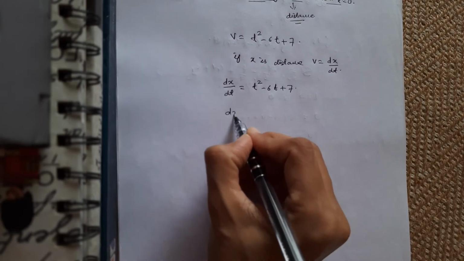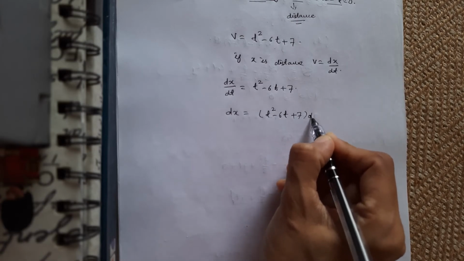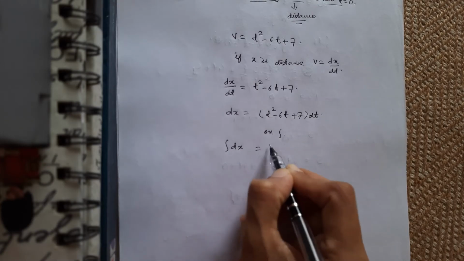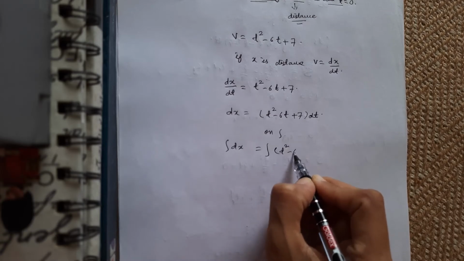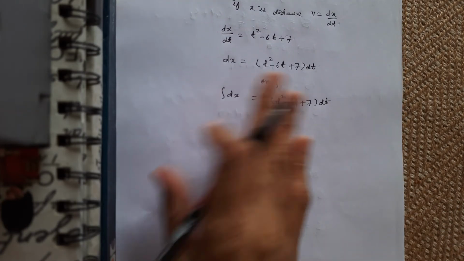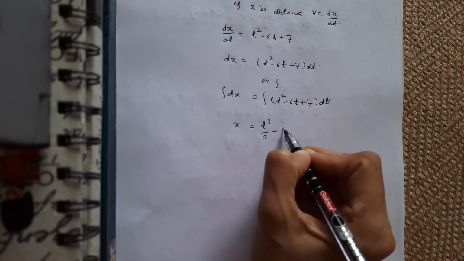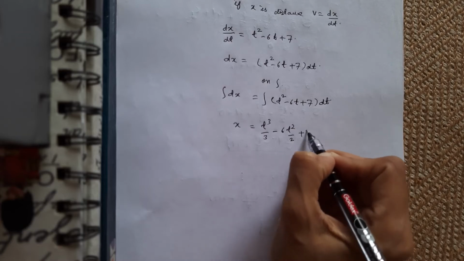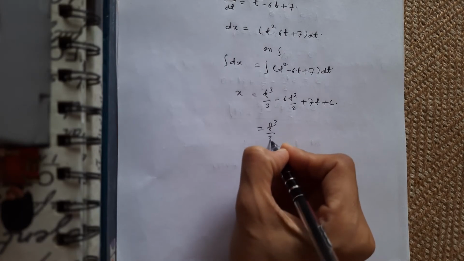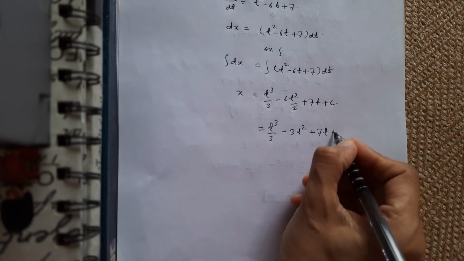So now dx equals (t square minus 6t plus 7) dt. On integration, integration of dx equals integration of (t square minus 6t plus 7) dt. Okay, this is variable separable again. So x equals t cube upon 3 minus 6 t square upon 2 plus 7t plus c. So this is nothing but t cube upon 3 minus 3t square plus 7t plus c.